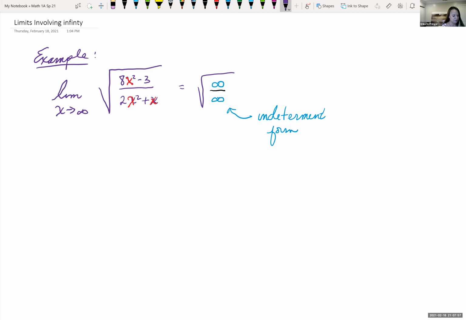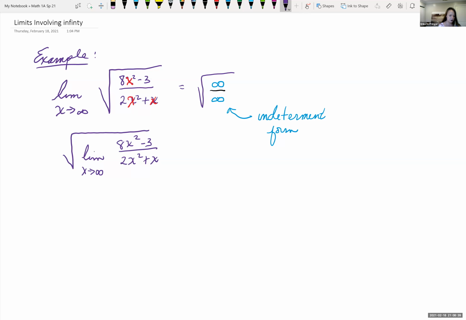So there was this rational power rule that says if we have the limit of the square root or nth root of something, and the limit of what is underneath exists, then we can rewrite it. So this is the same thing as the square root of the limit of this rational function, 8x squared minus 3 all over 2x squared plus x. And now when we go back in, we still have that problem, infinity over infinity.